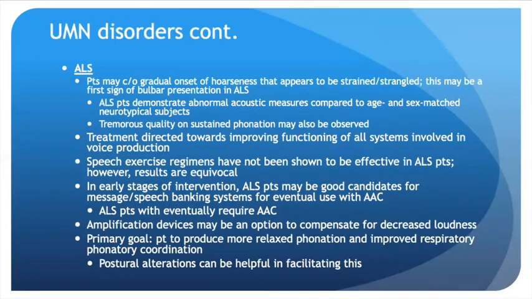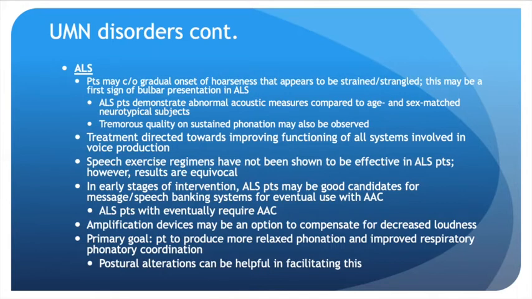With ALS, patients might have concerns of gradual onset of hoarseness that appears to be strained or strangled. And this, like I mentioned, can be a first sign of bulbar presentation in ALS. ALS patients might demonstrate abnormal acoustic measures. They might have a tremorous quality on sustained phonation tasks. Treatment is directed towards improving functioning of all systems involved in voice production. Speech exercise regimens have not been shown to be effective in ALS patients, but the results are equivocal.